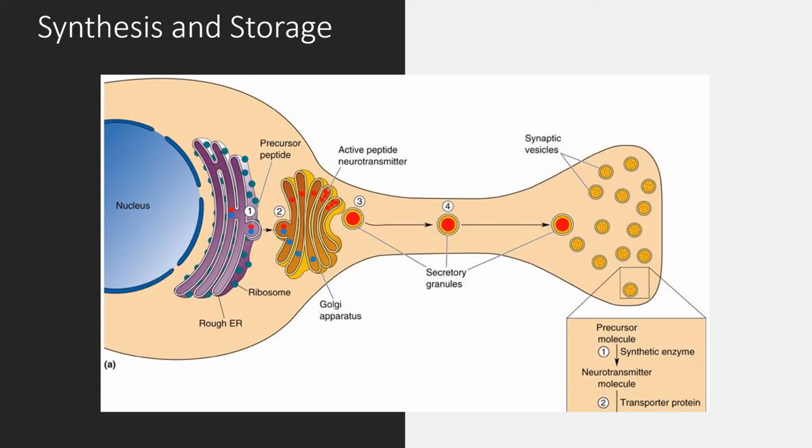So synthesis, especially for the things that are going to be in secretory granules, those are going to be synthesized up here at the ER, then packaged and transported all the way down to the synaptic terminal. The synaptic vesicles can go through more localized synthesis, depending on what the neurotransmitter is, where they can be synthesized in this area and then packaged into these vesicles down here without having to make their way back up to the soma.